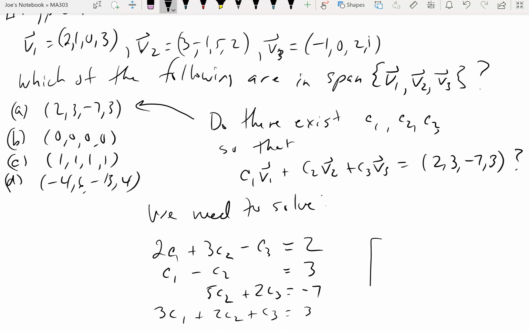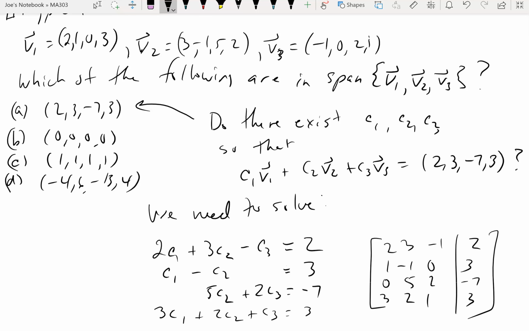If we set up the augmented matrix, we would have 2, 3, -1, 2; 1, -1, 0, 3; 0, 5, 2, -7; 3, 2, 1, 3, right? Notice again, this is what I was mentioning right at the beginning of class. Do you see any relationship between the columns of this matrix and the vectors that we started with? Yeah, they're the same. We just write them down as the columns of the matrix.